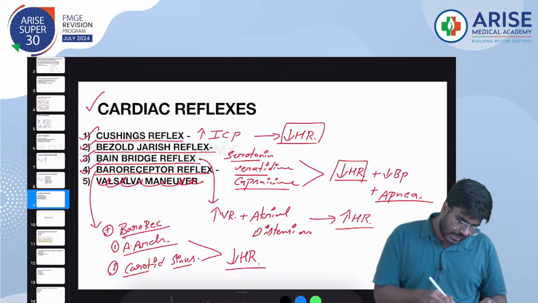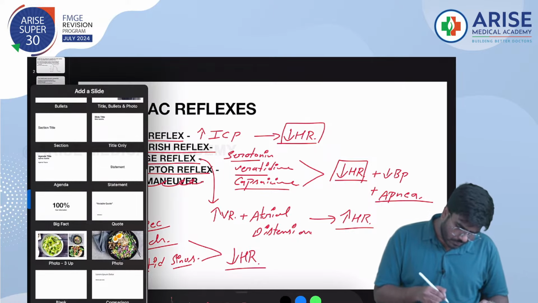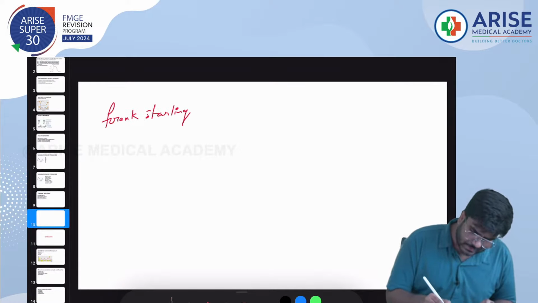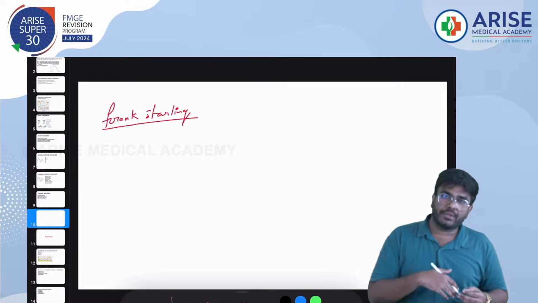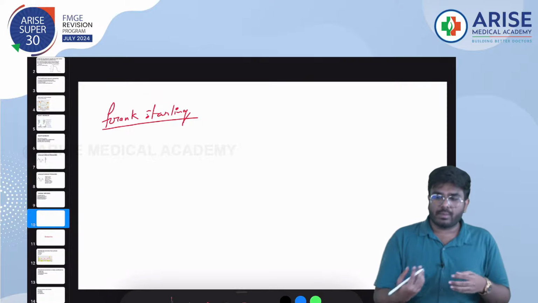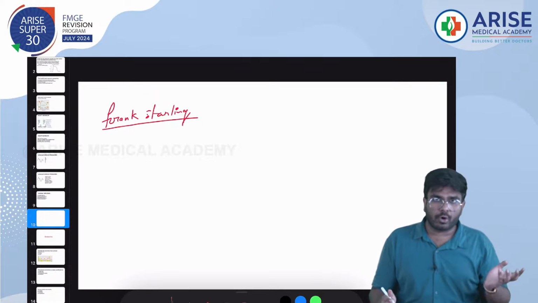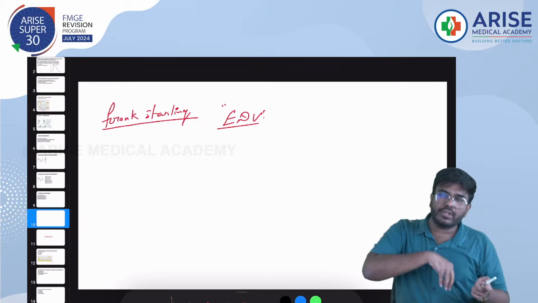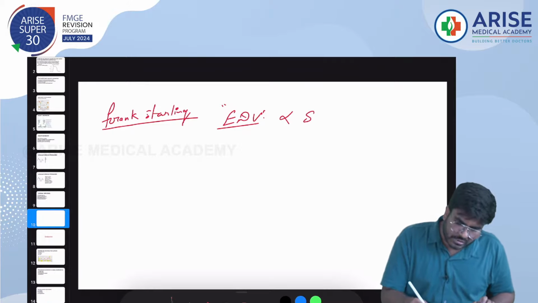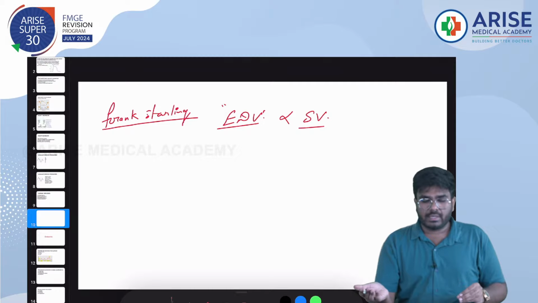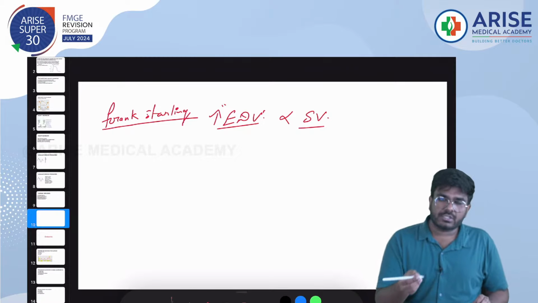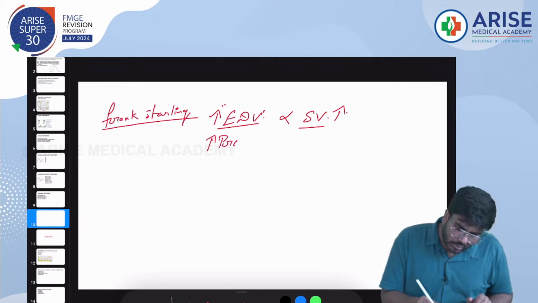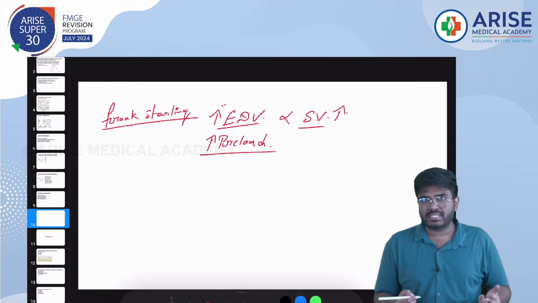Okay. Now, after these reflexes, I want you to know a few more important points. What is Frank-Starling's law? The Frank-Starling's law tells you the more blood you keep into the heart, the more the ejection will be. The more blood you keep into the heart, the more blood it will pump. So that is end diastolic volume. End diastolic volume means the blood that you put into the heart. End diastolic volume is directly proportional to stroke volume, the blood that will come out of the heart. The more you increase the end diastolic volume, the more will be the stroke volume. Or you can say the more the preload. End diastolic volume is nothing but the preload. We call it a preload.